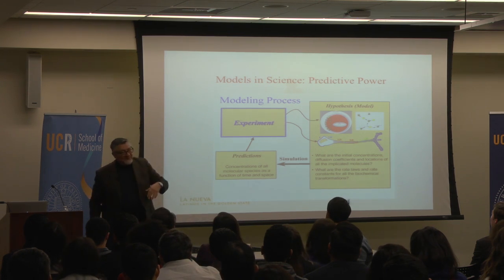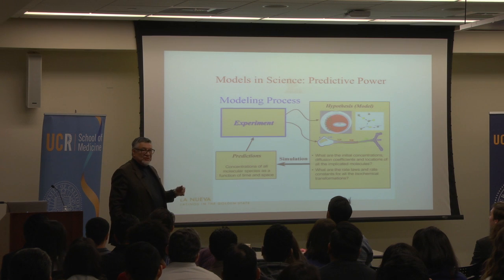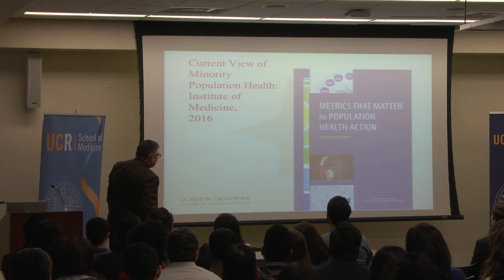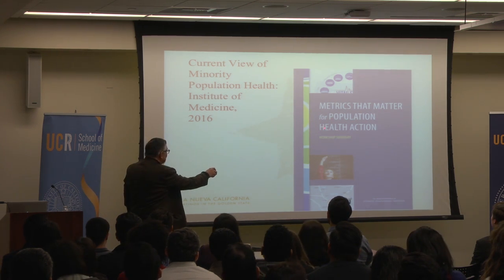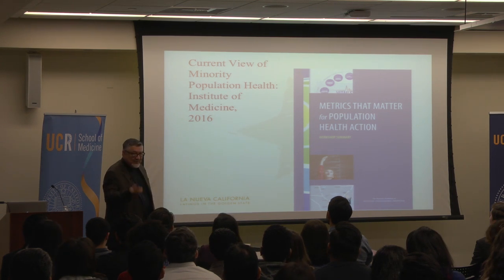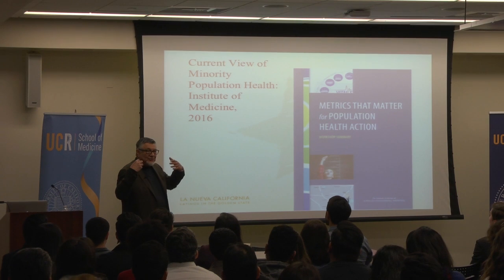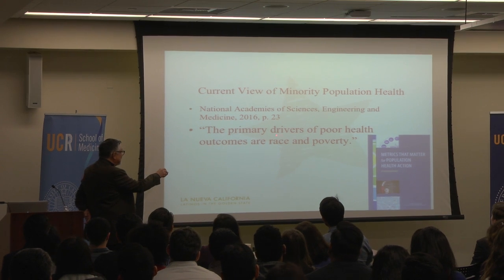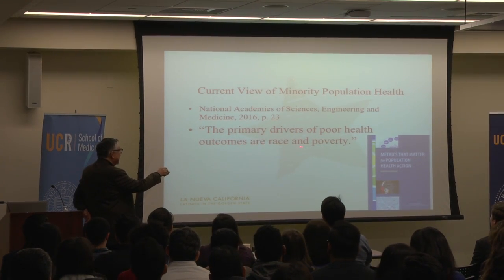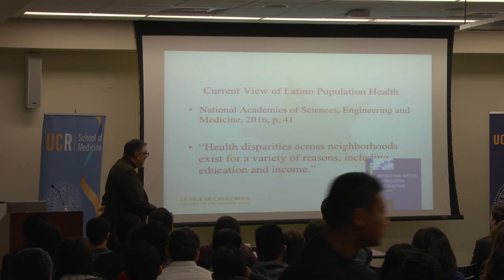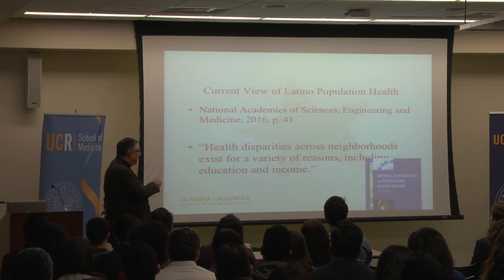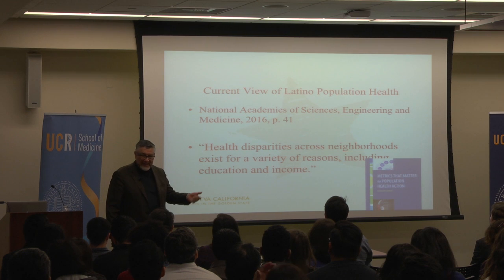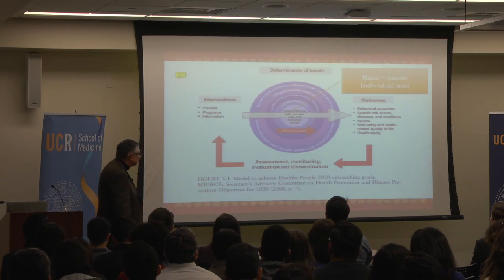So let's put this model into play around the issue of metrics for population health. This is a report that was released just a year ago by the Institute of Medicine, Metrics That Matter for Population Health, and it was partially underwritten by the Robert Wood Johnson. This is the latest thinking, how to predict the health of a population. And they say, among other things, the primary drivers of poor health outcomes are race and poverty. Then they go on to say health disparities exist across neighborhoods for a variety of reasons, including education and income. I think we're pretty familiar with this: race, poverty, education, access to care.